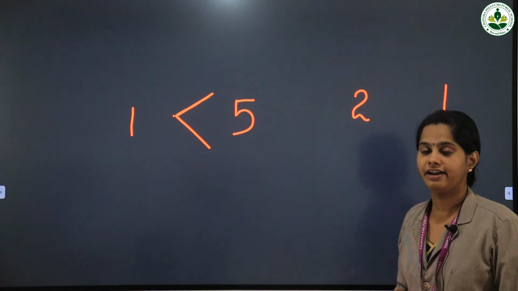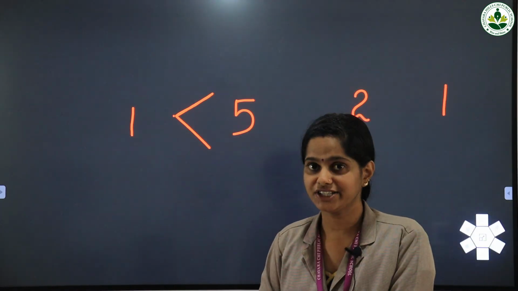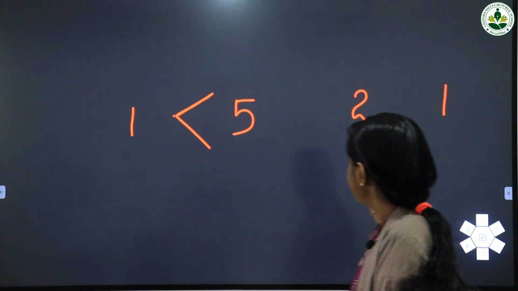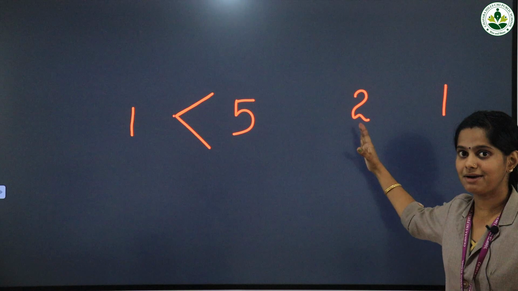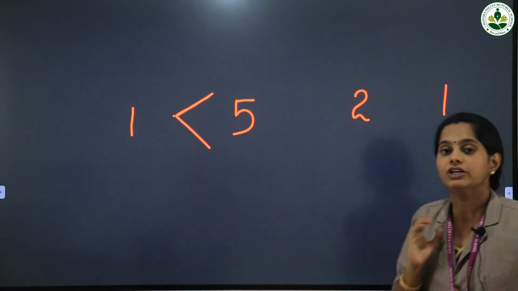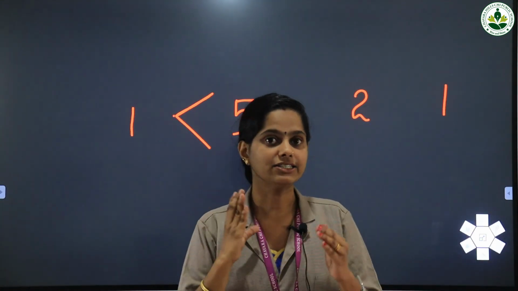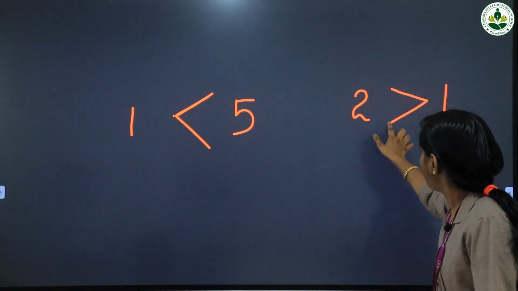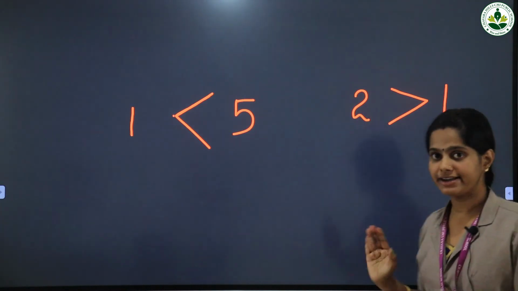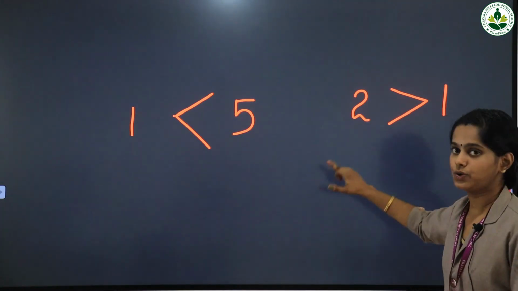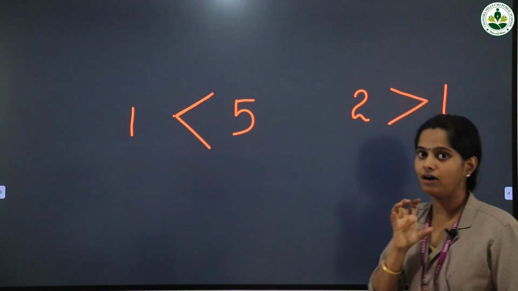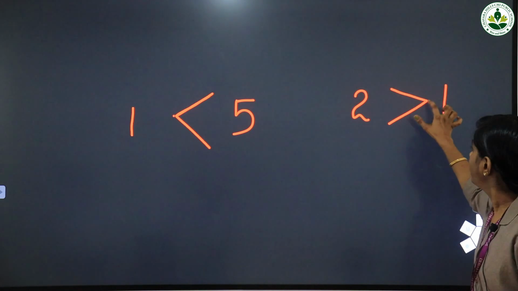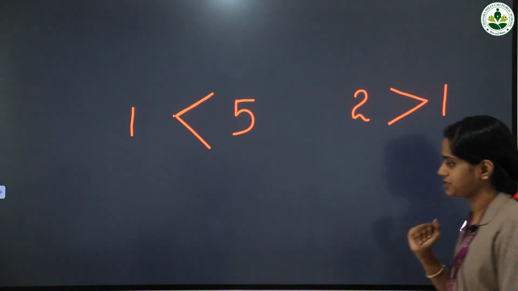2 and 1. From these numbers, which number will the alligator eat? We know that the alligator loves to eat the biggest number. Which is the greatest number? We know that 2 is the greatest number. So we place the alligator's open mouth facing the biggest number. Here the biggest number is 2. This is the pointed end. The pointed end is always towards the smallest number.